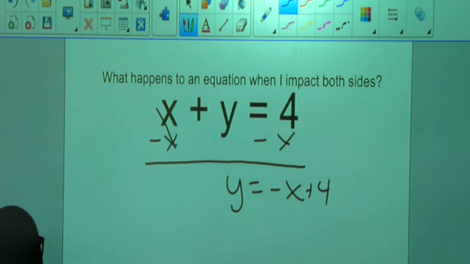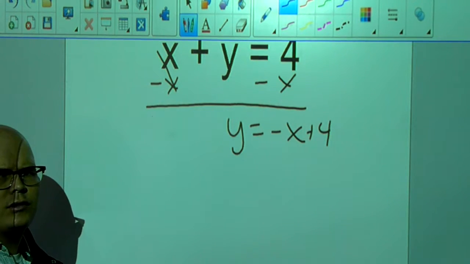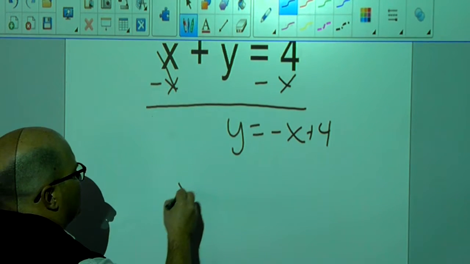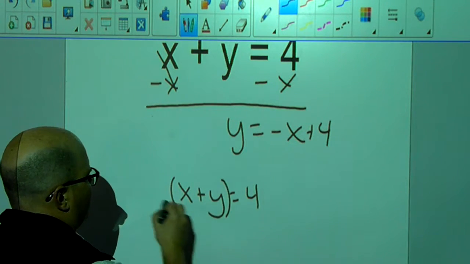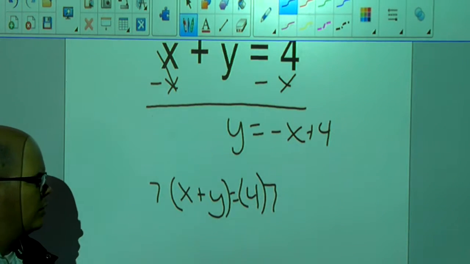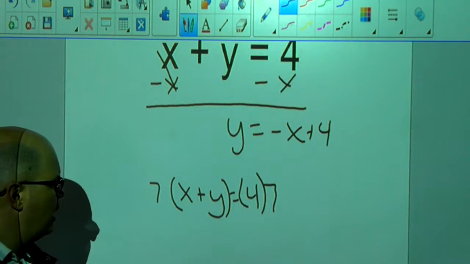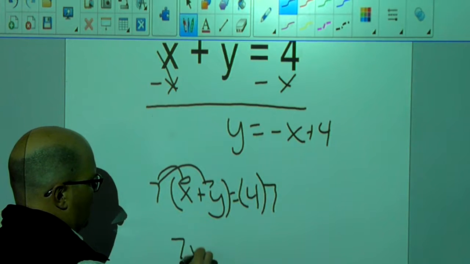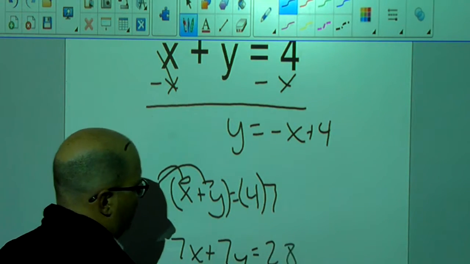However, what we wanted to look at was what happens if I just impact both sides of the equation by using multiplication. So what if I took my original equation and I multiplied everything by 7? Okay, so I multiplied my x plus y times 7, and I multiplied my 4 times 7. After I distribute, I'd have 7x plus 7y equals 28.